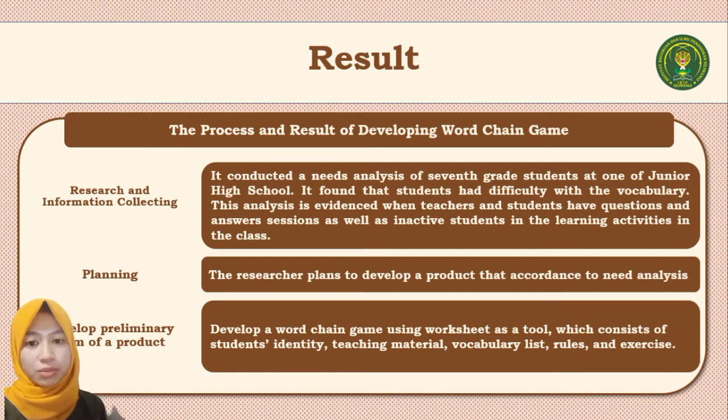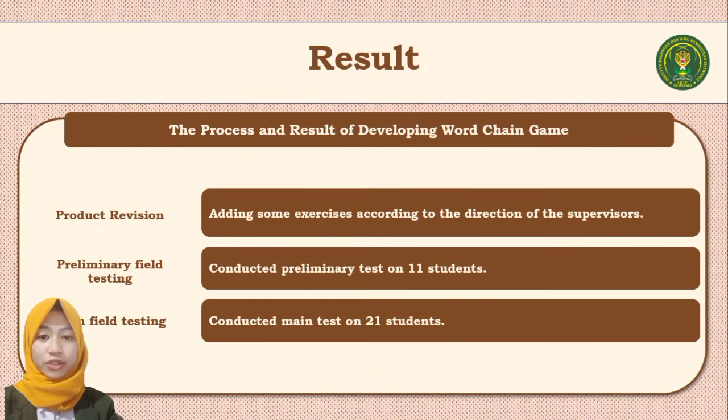In developing the preliminary form of the product, the researcher began to develop an initial product according to students' needs. That is a word chain game using a worksheet as a tool, which consists of students' identity, teaching material, vocabularies, rules, and also the exercise. In product revision, the researcher made several revisions to the product by adding some exercises according to the direction of the supervisors.